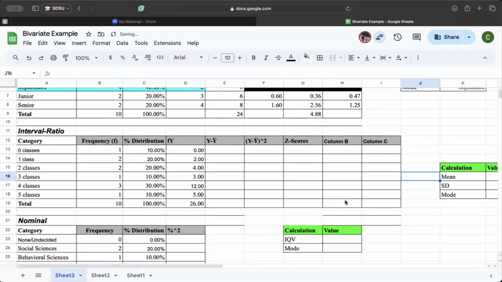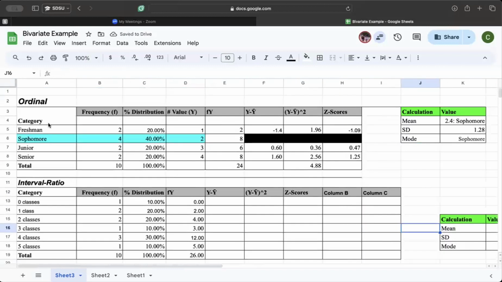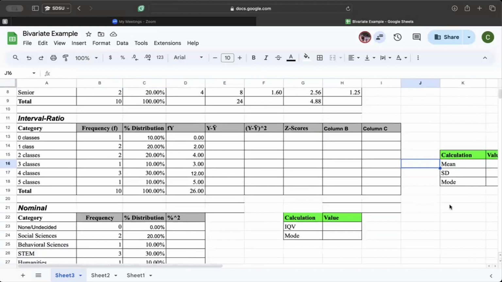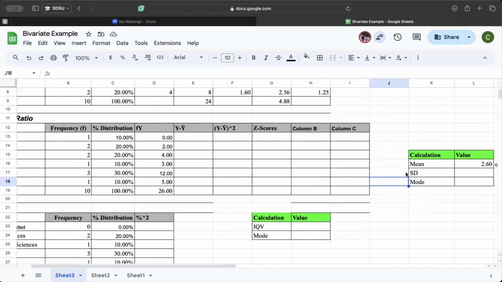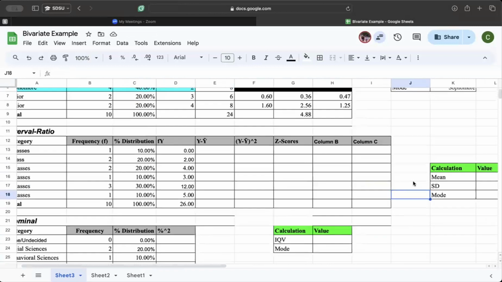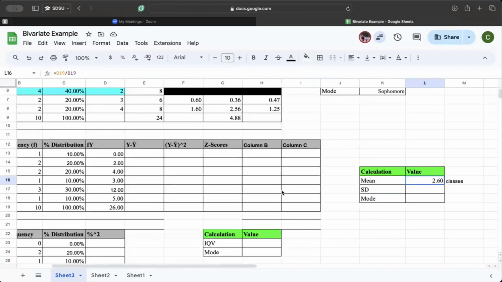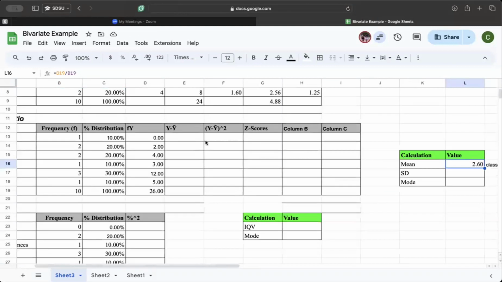So the average number of, in this case, right, this ordinal is like the class standing of the people who took this survey for me. Interval ratio, this is the average number of classes that folks planned to take when they finished and graduated high school, what their initial plan was. So across all of the 10 people who were surveyed in this particular case, that means that the average number of classes that folks planned to take when they finished high school was 2.60 classes.